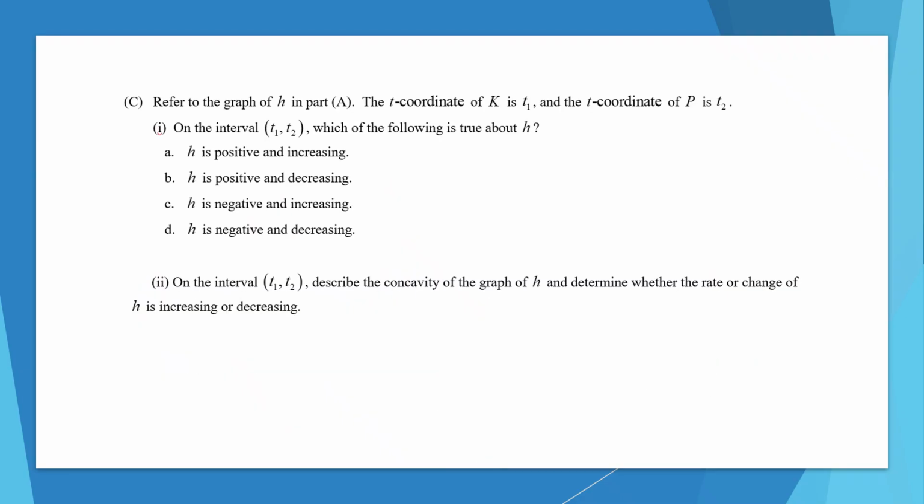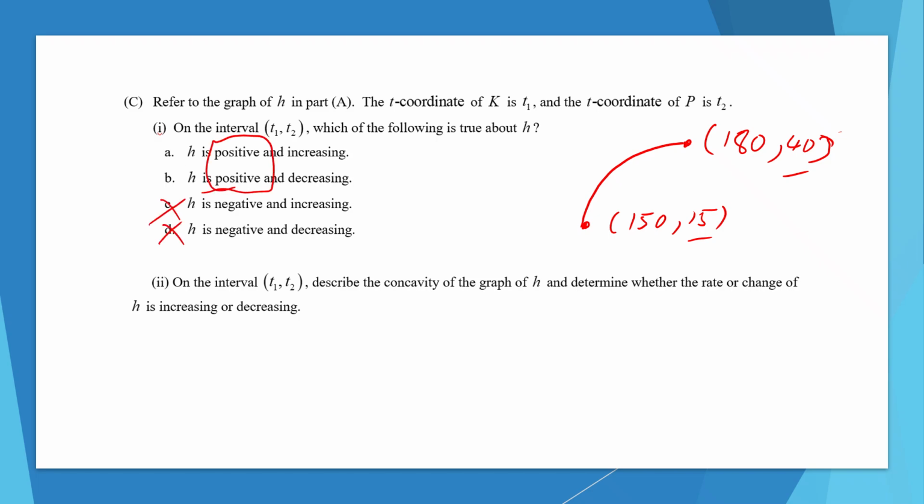All right, so part C, we are looking from coordinate K to coordinate P. So that's going to be this portion of the graph here. If I remember the coordinates correctly, it should be 150, 15, and then 180, 40. On the interval from T1 to T2, which of the following is true? This question will always be the same, just different maybe parts of the graph. But because our y values are positive, h, the function itself, should be positive. So we can eliminate C and D just from that. And then this function is going up. It's rising as you go to the right. So this should be increasing. So A is the correct answer for C1.